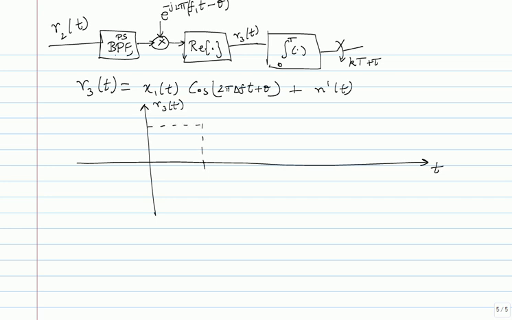Nominally you expect X1 of T to be like something like this. Roughly you expect this for X1 of T. What will happen when you multiply by cos 2 pi delta f t plus theta? It depends on what delta f is. Suppose delta f is really small. Even so, the symbol rate is very, very small, so it might actually show up significantly, even if delta f is small. So you might get something like a cosine picture, like this.